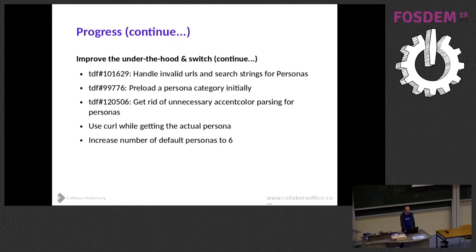Then we got rid of accent color parsing for personas. There was a property of persona which was called accent color. We were parsing it, recording it, and discarding personas if they don't have accent color. But I have realized that it was never being used anywhere. It was just stored. Then we started using curl to download persona content. It became faster. And increased the default persona number to 6.